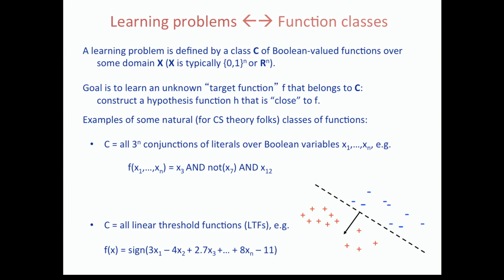You look at where your point is in Euclidean space, and if it's on this side of the hyperplane, it's a positive example. If it's on this side of the hyperplane, it's a negative example. Okay, so we'll come back to these more later.